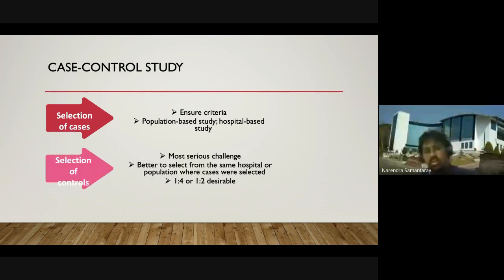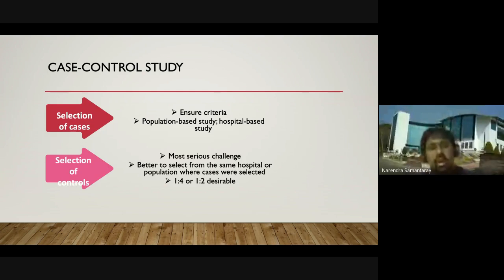Selection of controls. See, the most serious challenge in the case control study is the selection of the control. Who are my controls? And this is where people make a lot of blunders. At least we, in our master's days, might have made many blunders related to it. Most serious challenge. See, it's better to select from the same hospital or population where the cases were selected. Say, for example, if I am selecting cases from a certain hospital, the control has to be from the same hospital. If not the same hospital, I mean the population belonging to the hospital. It may be different hospitals.